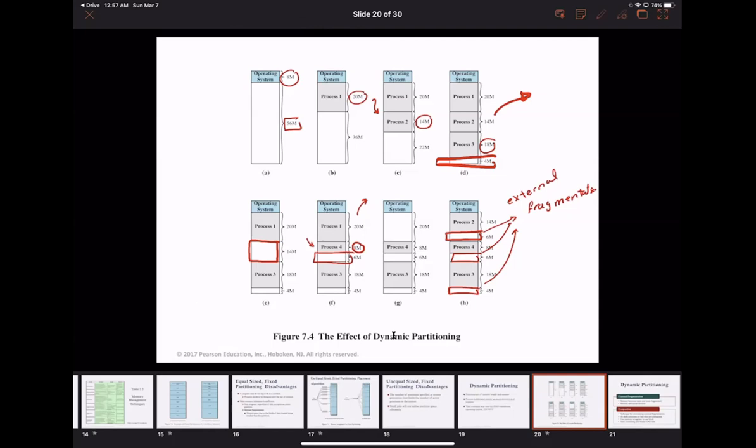External fragmentation indicates that the memory that is external to all the partitions becomes increasingly fragmented. This is different when we compare it to internal fragmentation, which is a problem associated with fixed partitioning. So dynamic partitioning has caused external fragmentation, while fixed partitioning has caused internal fragmentation. One way to solve the dynamic partitioning problem is called compaction.